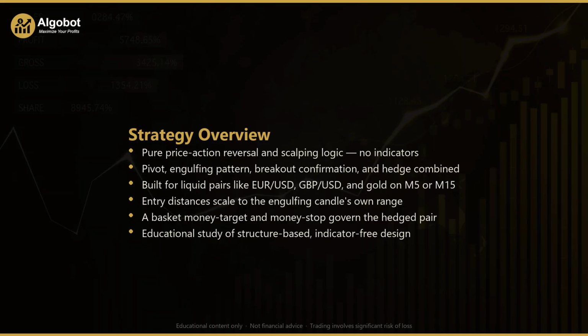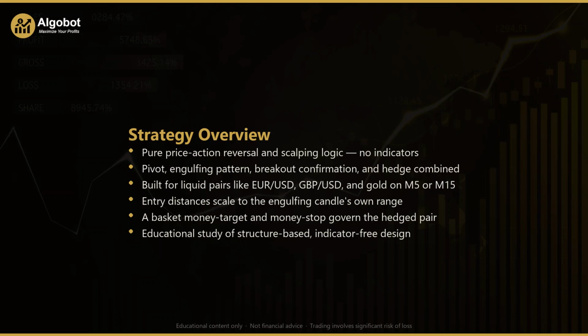There are 4 core ideas working together. First, a pivot, which is a recent fractal swing low or swing high that marks a structural turning point. Second, an engulfing pattern, a classic 2-candle formation that appears right at that pivot and suggests the prior move has been overwhelmed. Third, a breakout. Instead of entering the moment the engulfing candle closes, the strategy places a stop order just beyond the pattern and only enters if price follows through. And fourth, a hedge. If that breakout proves false and price moves back against the position, the strategy opens an opposite leg to manage the adverse move.